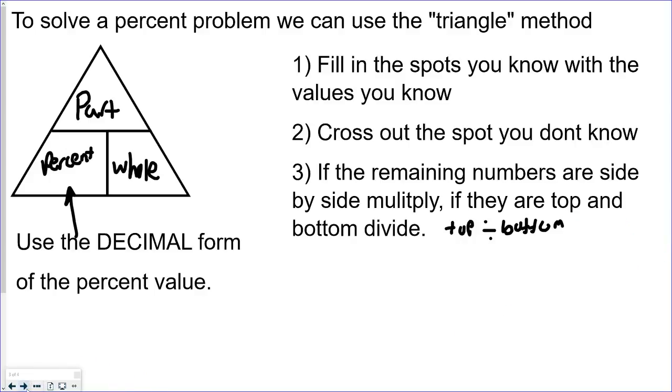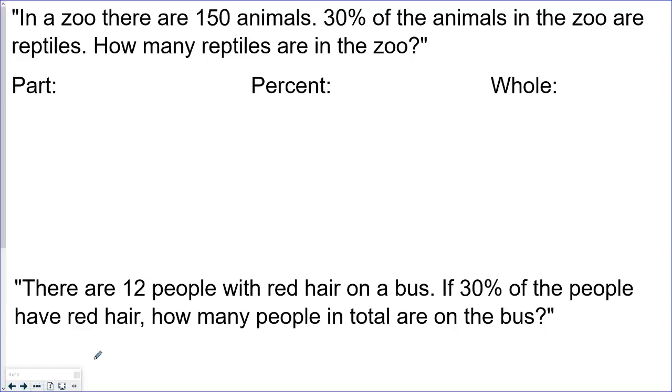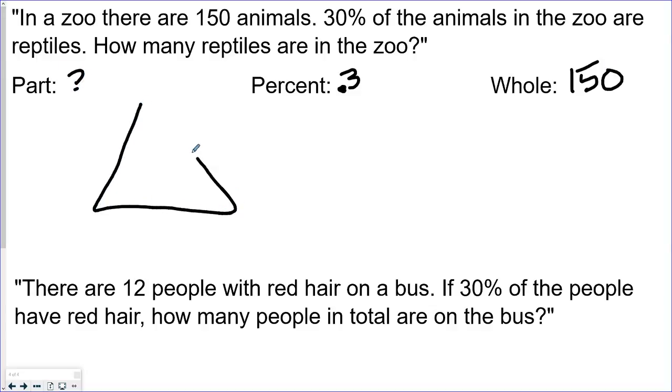So how does this look in practice? Because it's easier to show it than say it. So let's go back to this problem here. We have 30%, so 0.3. We have 150 animals total, and we don't know the part. So we're going to draw a triangle. Now the part goes on top, and we don't know that, so I'm going to put a question mark here. Don't know the part. The percent is 0.3, again, it's in decimal form, so I'm going to put that there. And the whole is 150, so I'm going to put that there in the whole spot.